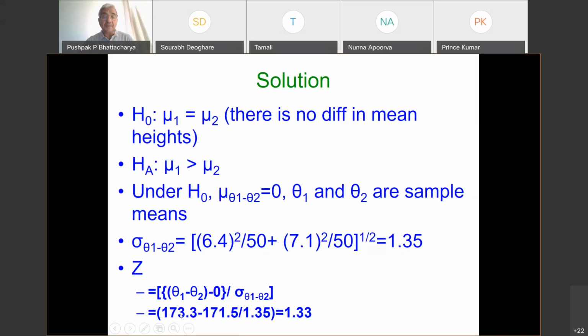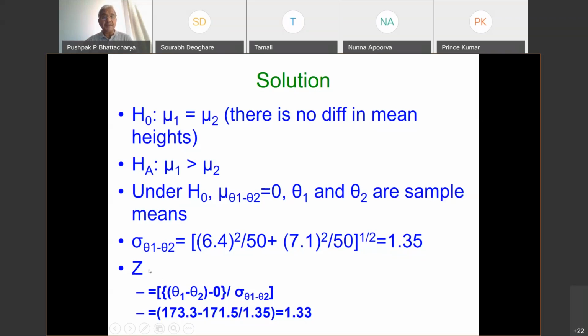So for this random variable, 173.3 minus 171.5, we subtract the population mean to convert the random variable into a standard normal variable, and divide it by the standard deviation of the difference of means, and that is 1.35. Okay, so Z observed comes out to be 1.33, all due to the null hypothesis. After we have formulated the null hypothesis, we are allowed to take all these steps.